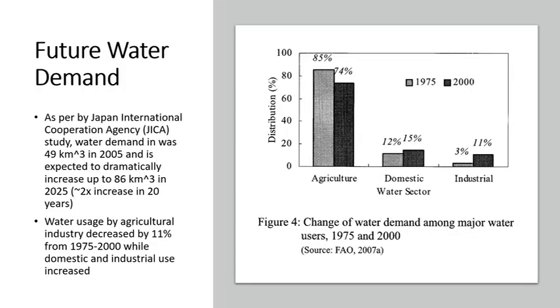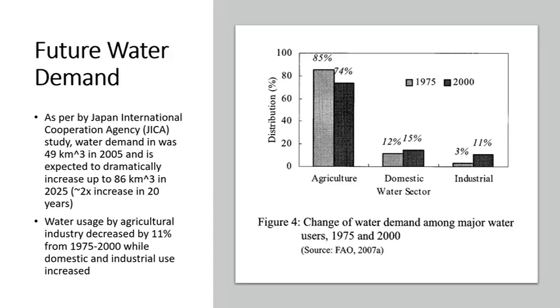Now let's move on to the future water demand. As per the study of JICA, the water demand in 2005 was 49 cubic kilometers, but this is expected to increase up to 86 cubic kilometers in 2025. All right, so that's almost a two times increase within 20 years.